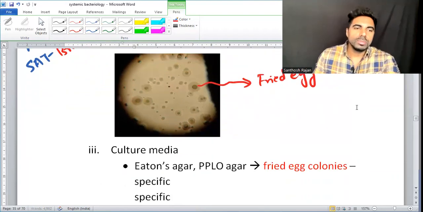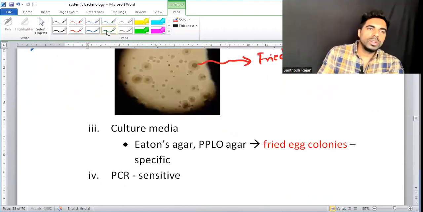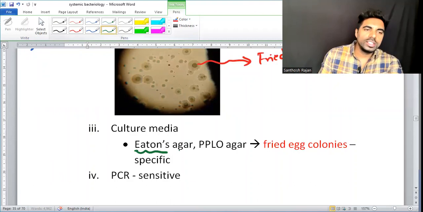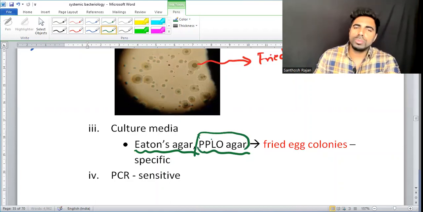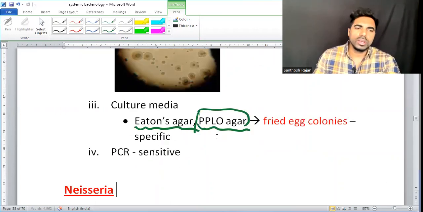Now, culture media: what is the culture media used? You use Eaton's agar or PPLO agar. This was asked as a question: which agar do we use? PPLO, because PPLO, pleuropneumonia-like organism, is Mycoplasma, Diana. You have to remember it, no other way.